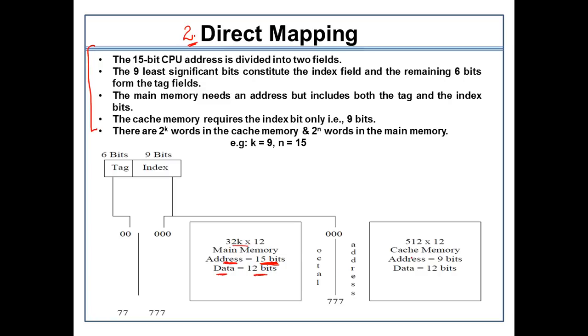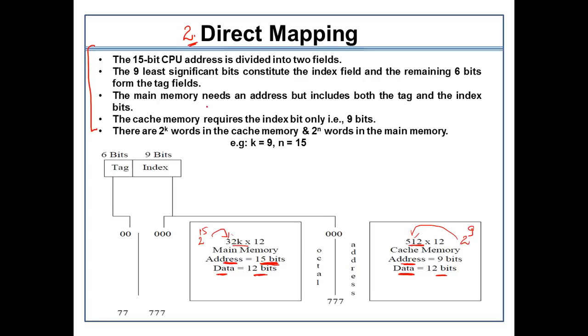Similarly, the cache memory is of size 512, so the address lines required are 9 bits. It is like 2 raised to power 9 equals 512, and 2 raised to power 15 equals 32K. And the data size is 12 bits.